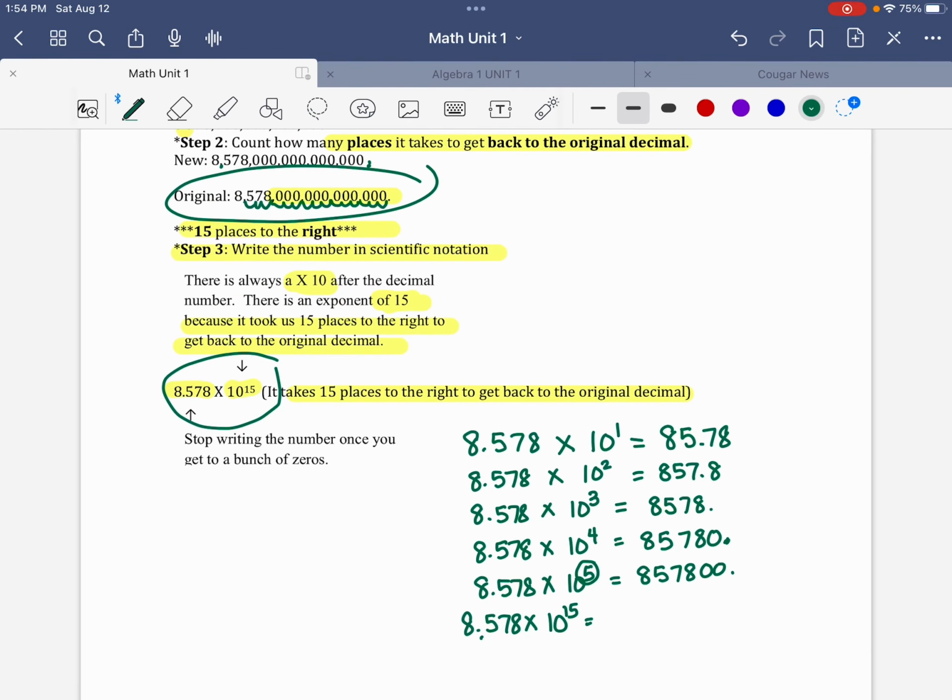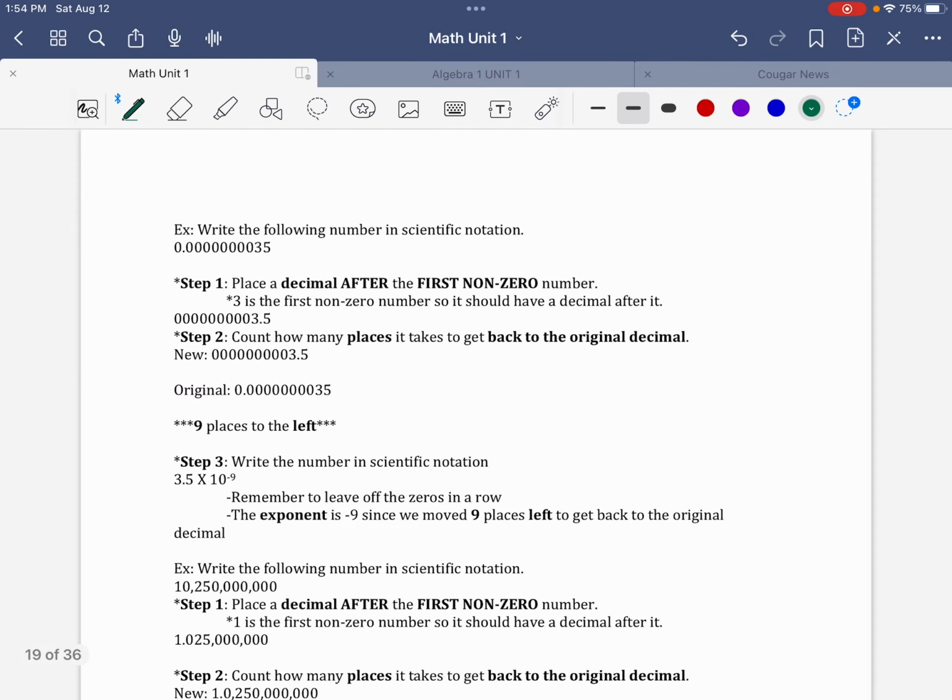So that's how scientific notation works. It allows you to write a number with a bunch of zeros after it in a smaller form, because you can see this number is a lot smaller than that number. Okay, I hope this is starting to make sense, but we're still going to do some examples. All right, so turn your paper over to the next example.